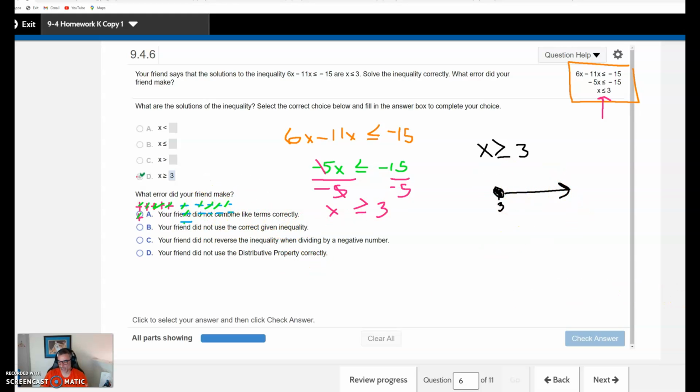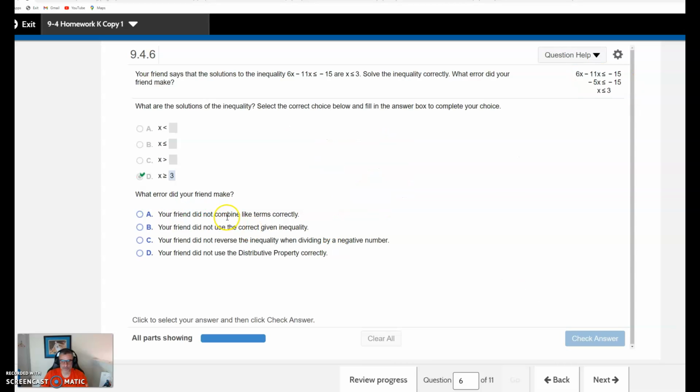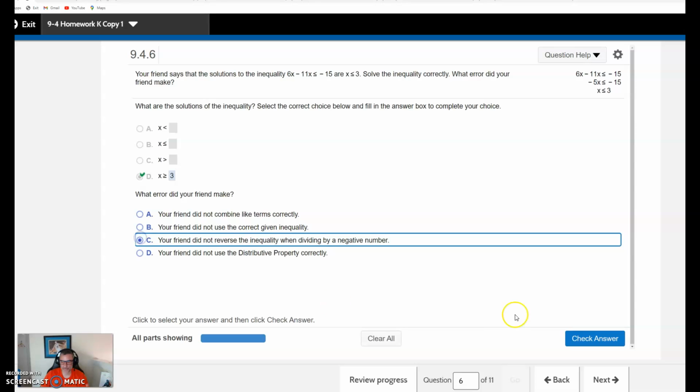They want us to find the error here. Your friend did not combine like terms correctly. No, he did, right? Your friend did not use the correct given inequality. No, he did. Your friend did not reverse the inequality when dividing by a negative number. Winner, winner, chicken dinner. There was no distribution involved. Yeah, he forgot to flip it.